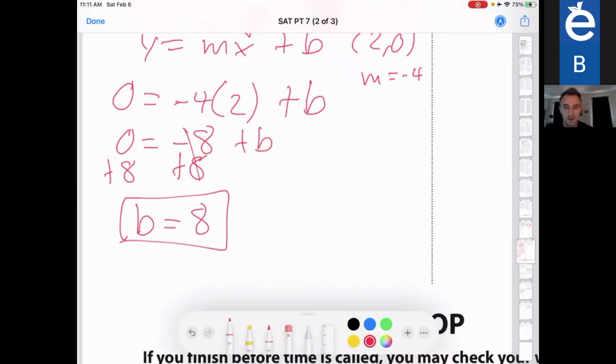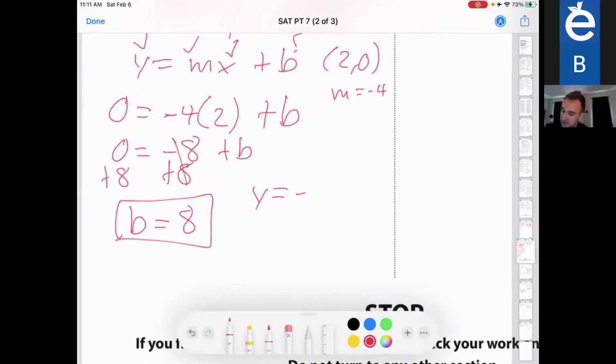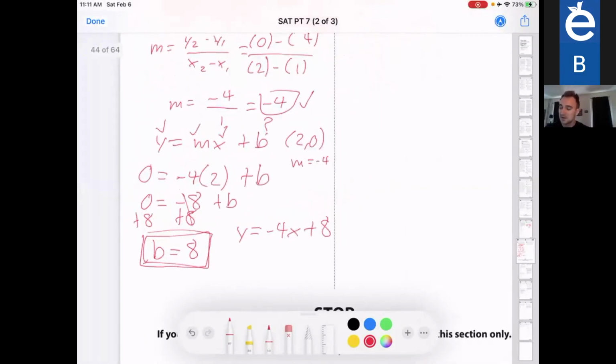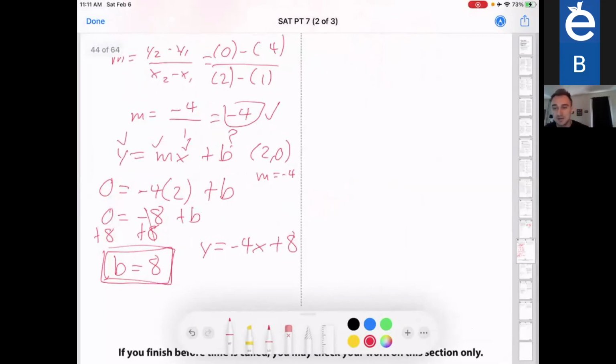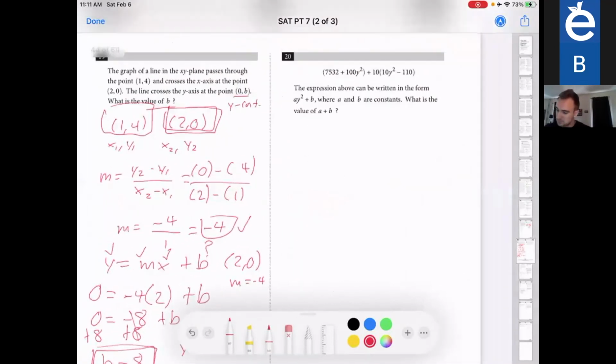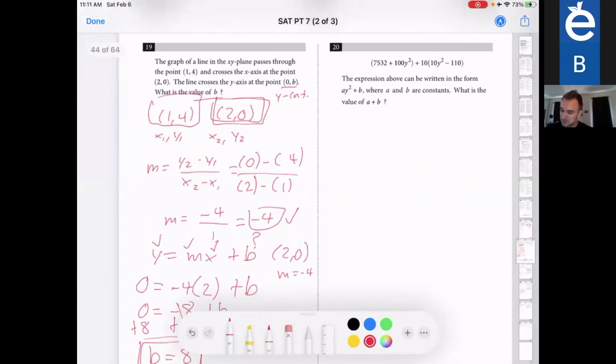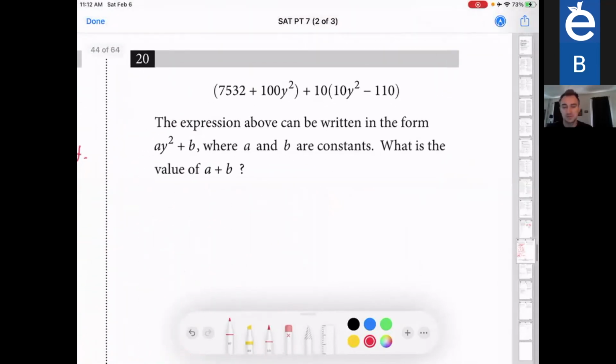So if I was going to write my full equation of the line, y is equal to mx plus b, I know my slope is negative 4. So y equals negative 4x plus 8 would be my line. All they're asking for, though, is the b. And that's right here. B is equal to 8. So I would grid in 8 as my answer. I think that was 19. So we're on to 20.